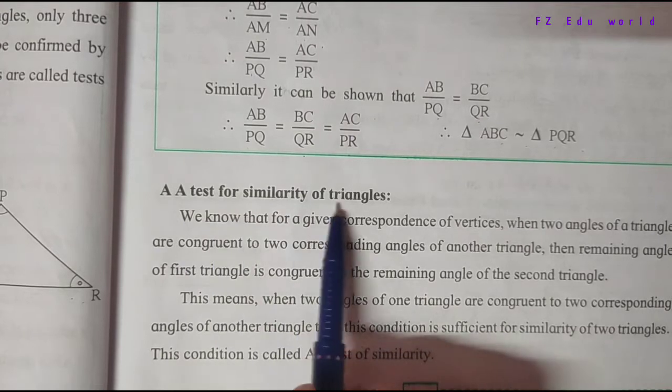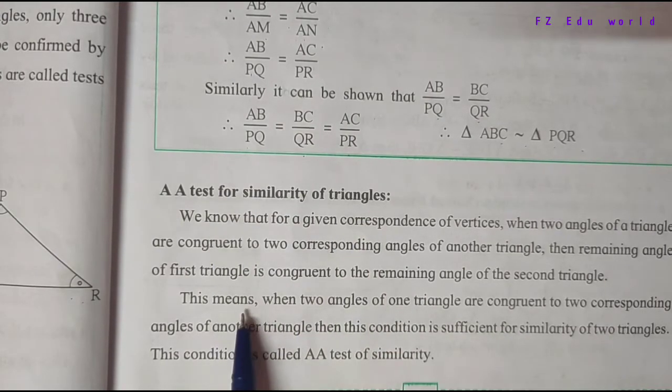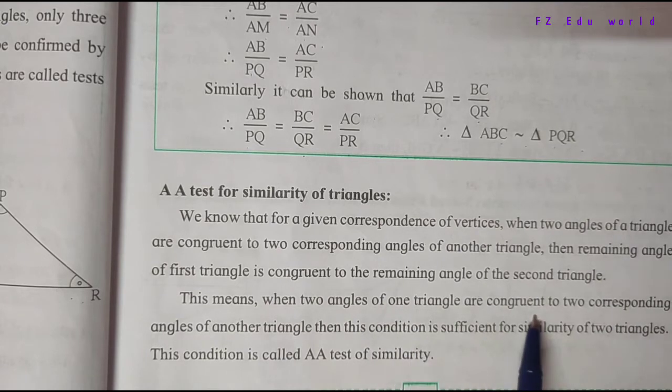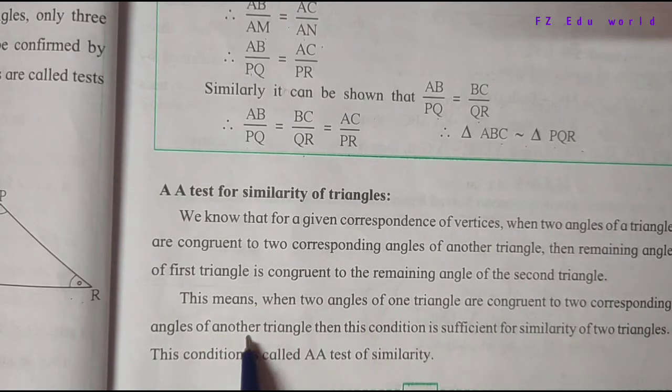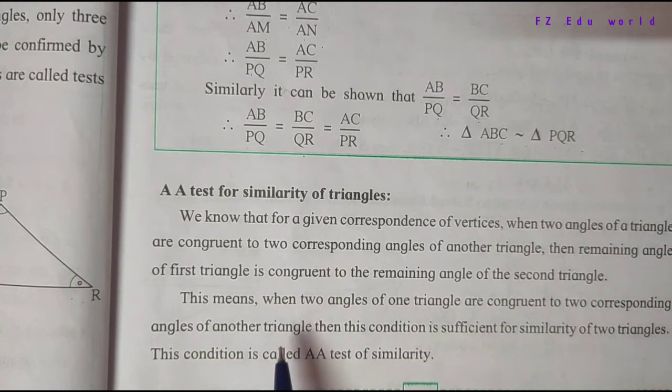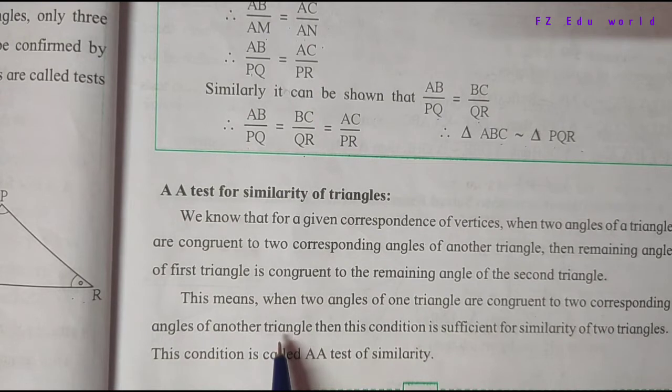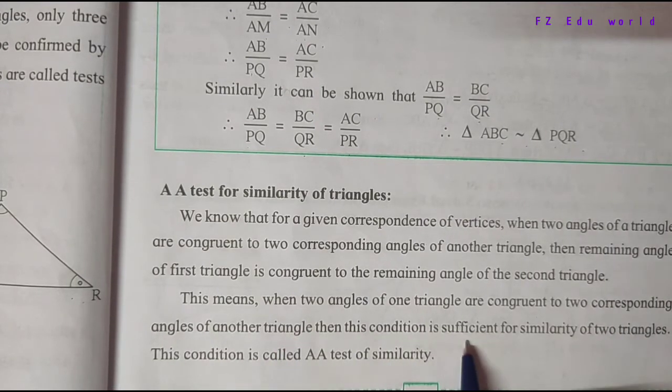AA test for similarity of triangles. This means when two angles of one triangle are congruent to the corresponding angles of another triangle. Two triangles are given. If their two corresponding angles are congruent, then this condition is sufficient for similarity of two triangles. This condition is called the AA test of similarity.